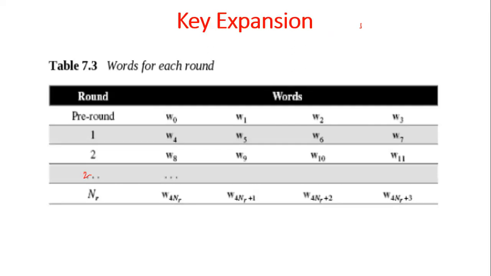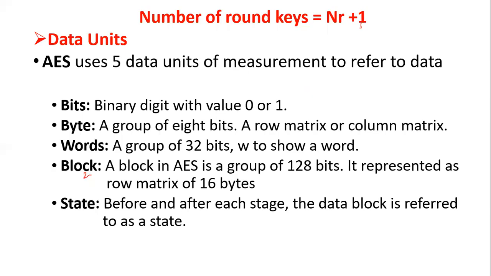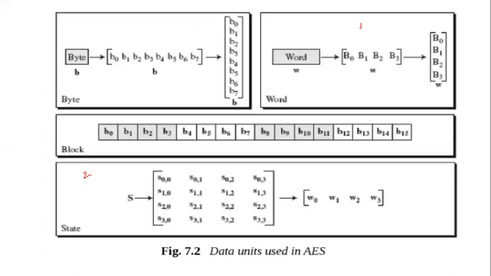And last, key expansion. So we have already seen the number of round keys is equal to Nr plus 1, where Nr represents the number of rounds. So if our number of rounds is 10, then round keys are 11. If our number of rounds is 12, then round keys are 13. If the number of rounds is 14, then round keys are 15.